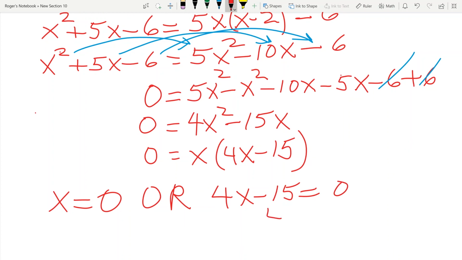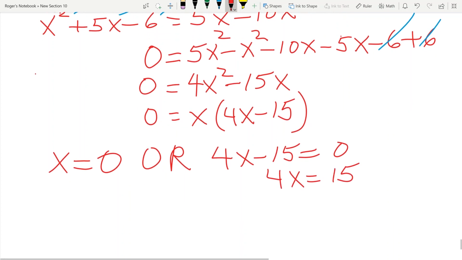In which case, 4x would be equal to 15, or finally, x would be equal to 15 divided by 4. Okay? So here are the two possible values for x. Now, if you look back at the original problem, you must always check for extraneous roots. In other words, you must check for roots that would give you 0 in the denominator.